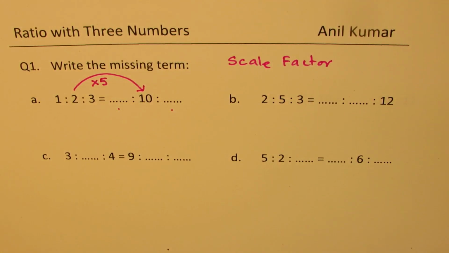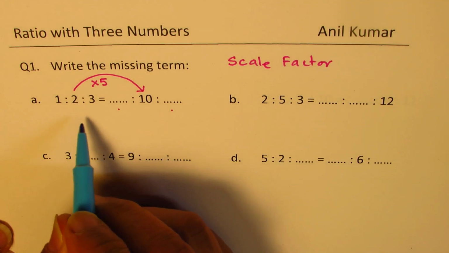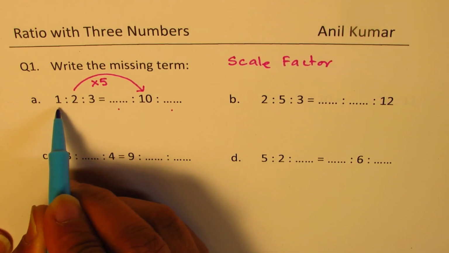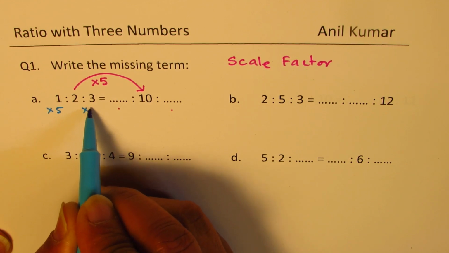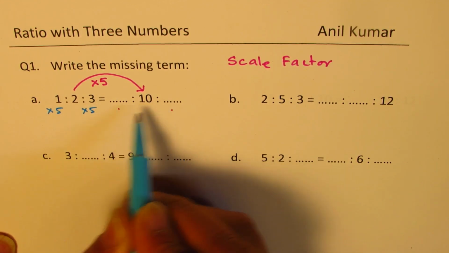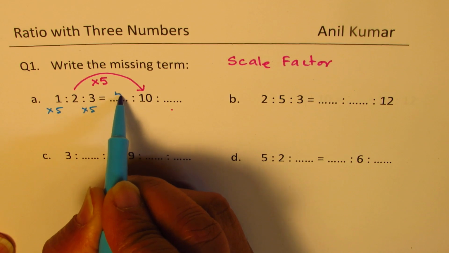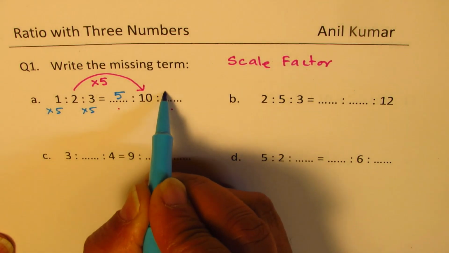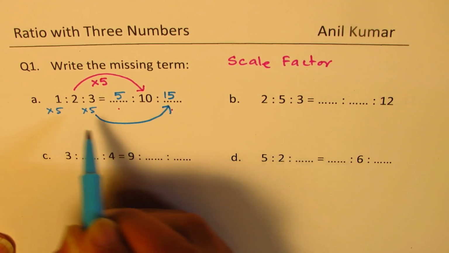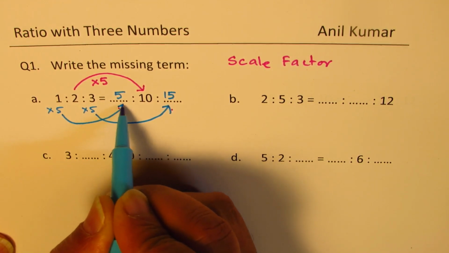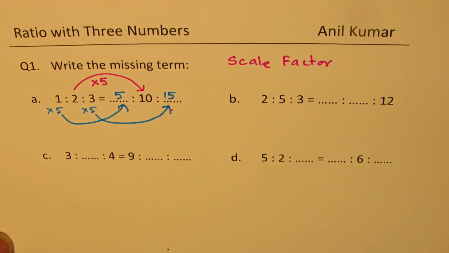To get the other terms, what are we going to do? We are going to multiply them by 5 and place, right? So 1 times 5 and 3 times 5 will be placed. So 1 times 5 is 5, 3 times 5 is 15. So that is how we are going to get the corresponding numbers. Do you see that part? So I hope the steps are absolutely clear.